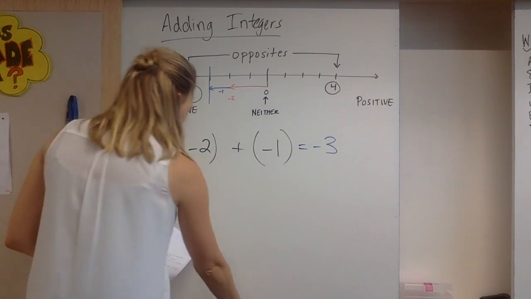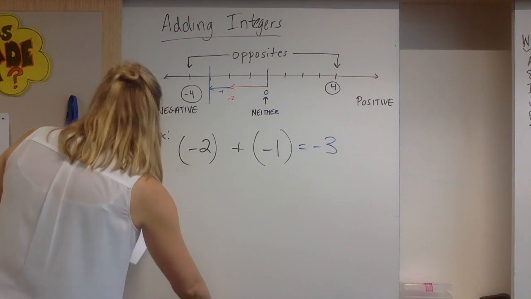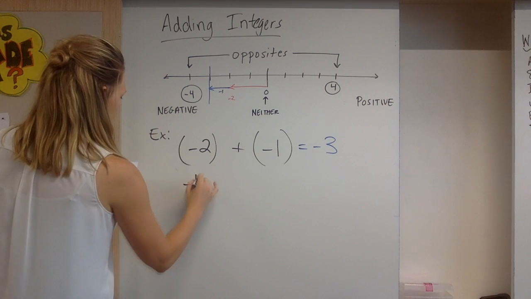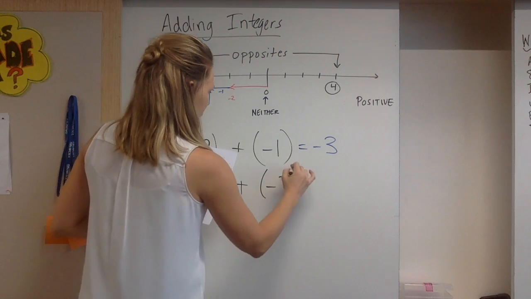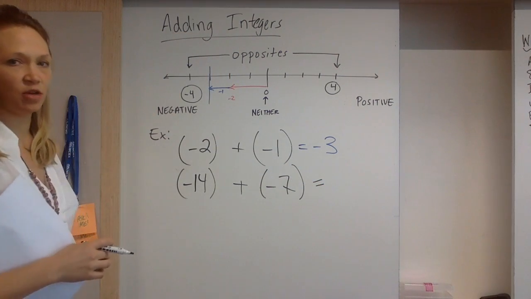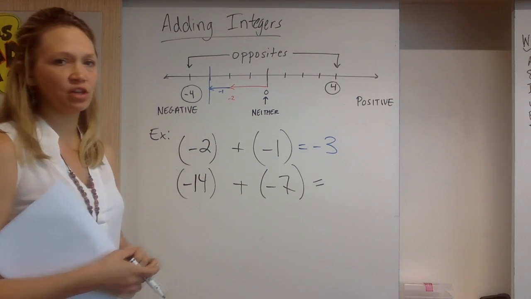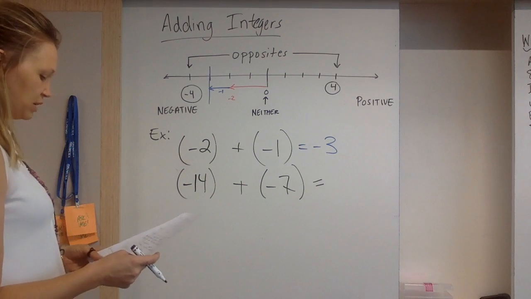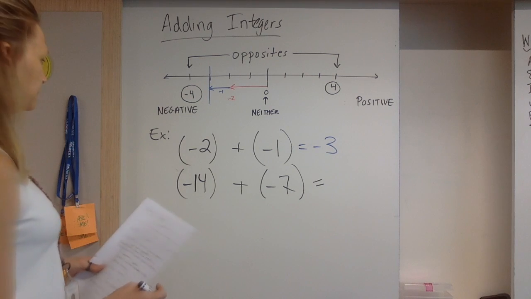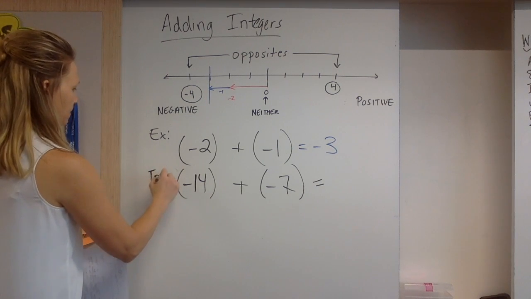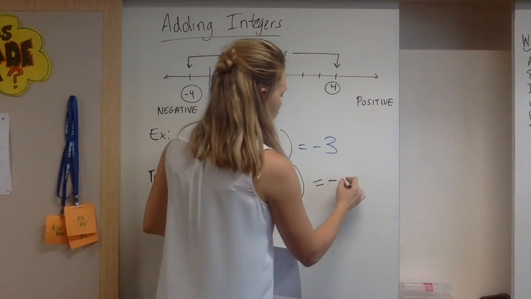Why don't you try really quickly adding -14 plus -7. So you can use a number line that's on your paper. It doesn't go that far. You could draw some extra numbers, or you can imagine the number line in your head, and see what kind of answer you would get for that. Pause here and do that. I hope you got -21.